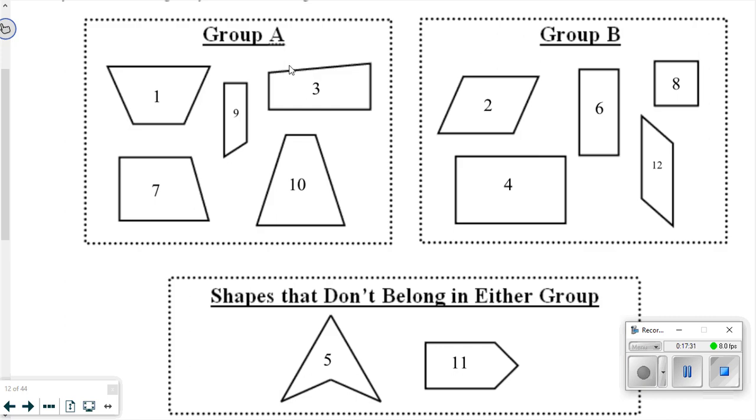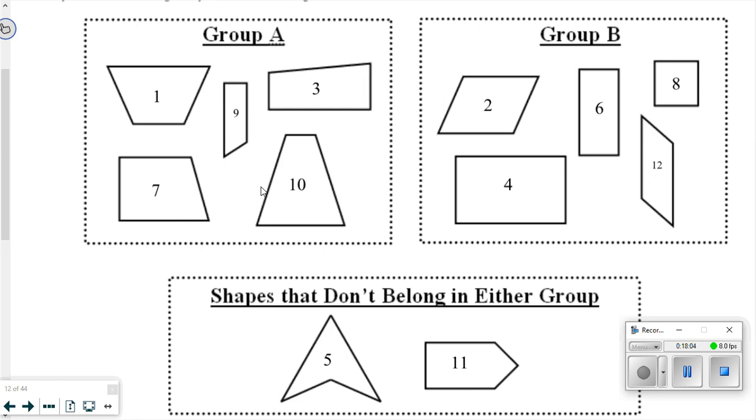All right, find group A. With your 2 colors, I want you to find the opposite sides and squiggle them, just like we practiced a second ago. I want you to do that for every shape in group A. That's not what I said. I said you're going to do the opposite sides. You're going to squiggle them so you know what is opposite for every shape in group A.